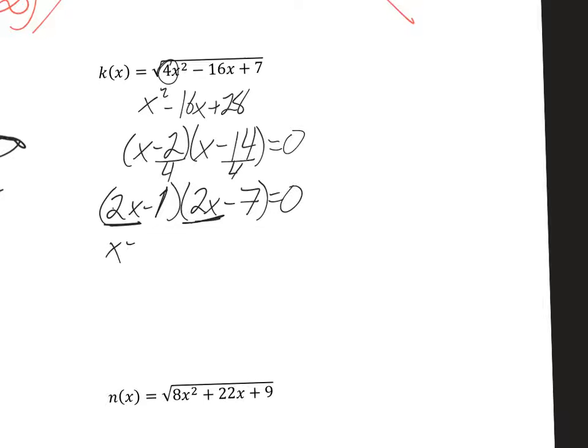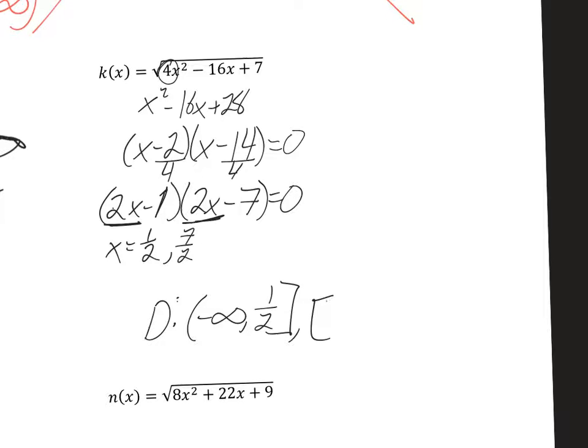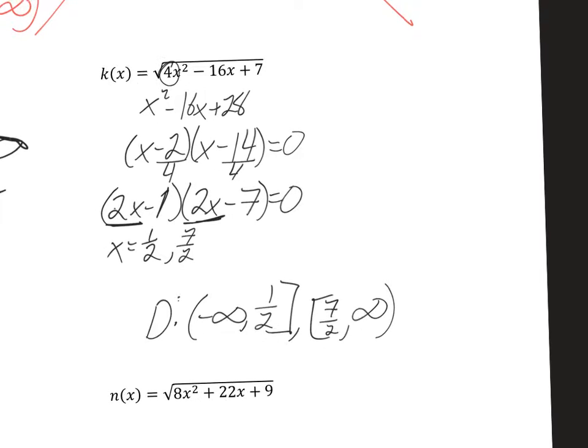Now, solving each of these, x gives me 1/2 for the first one, and 7/2 for the second one. So my domain is just going to be negative infinity all the way to 1/2, bracket, 7/2 to positive infinity. If you don't believe me on this one, you can type it into Desmos and see if you're getting the same thing. You're going to see that it's a graph where it doesn't count the middle part. It's only counting the outside edges.